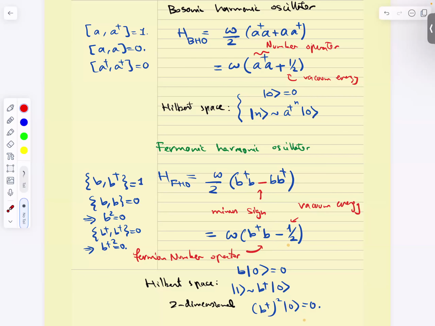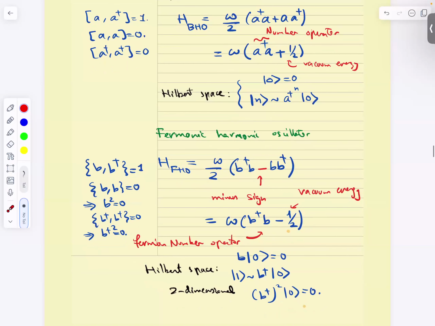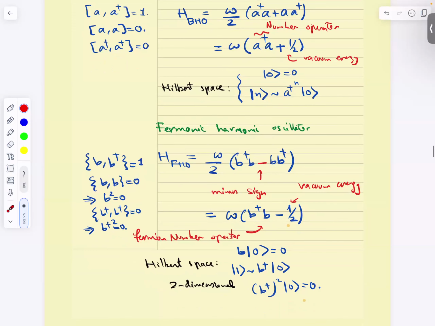And this is a number operator. All right, so very good. As before, there is a creation and annihilation operator. The vacuum is defined to be the state killed by B. One is defined to be the state created by B dagger, but then B dagger squared is 0. Right? So the Hilbert space is two-dimensional. That's it. That's a qubit.